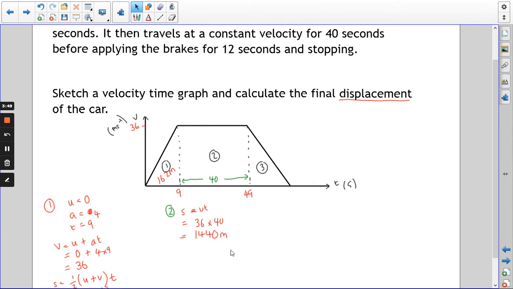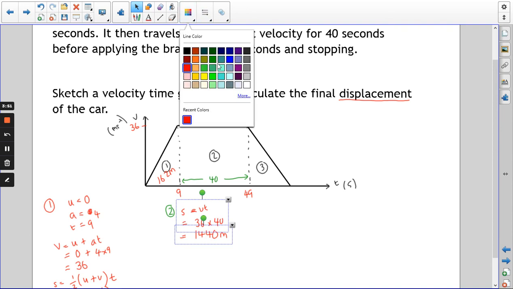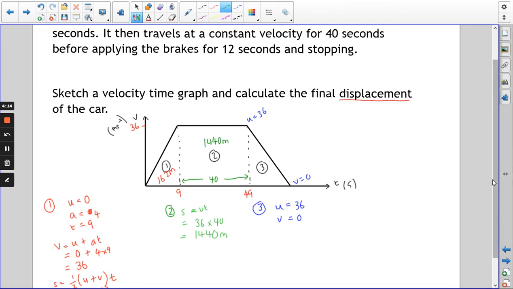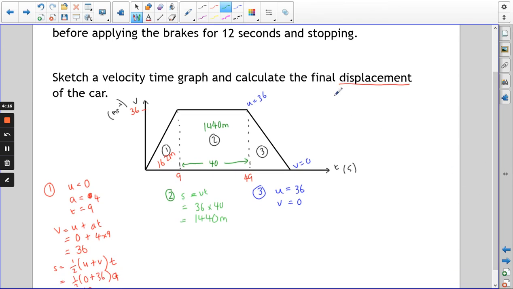Okay, we'll put that in green so it matches up with the other stuff. And then in section 3, okay, so what do we know about section 3? Well, we know that u is 36 and it comes to rest, so v equals 0. I just realised I haven't written in there 1,440 meters. And we know that it took 12 seconds to come to rest, so t equals 12.